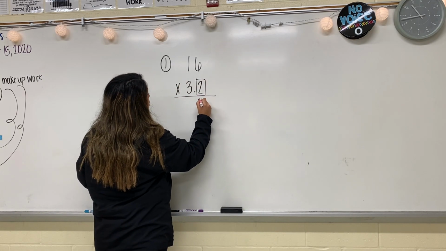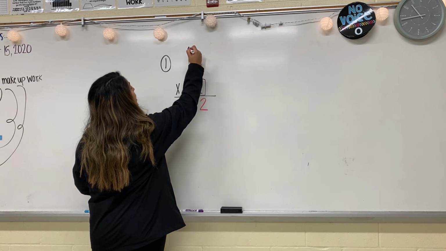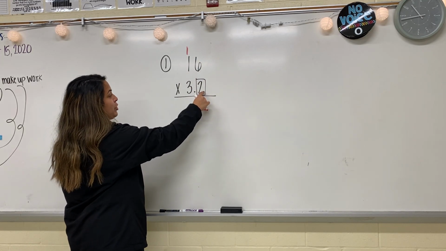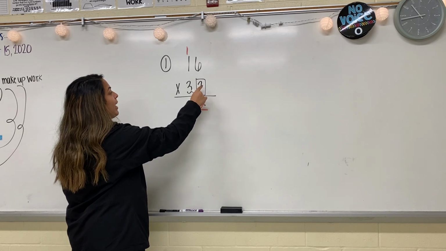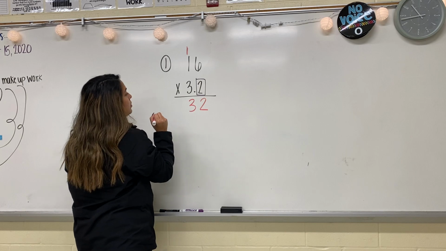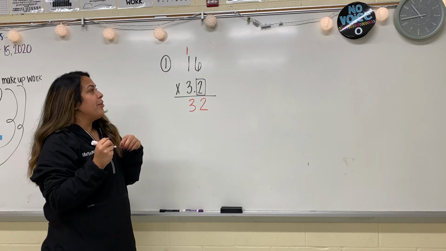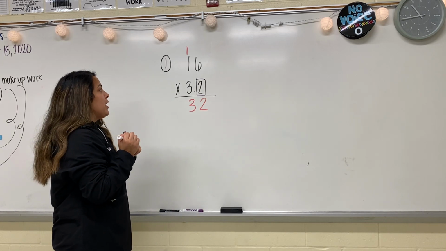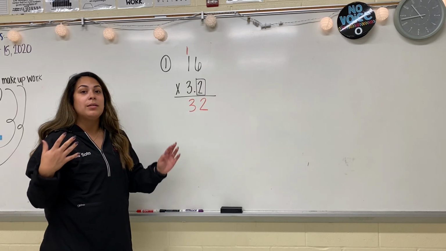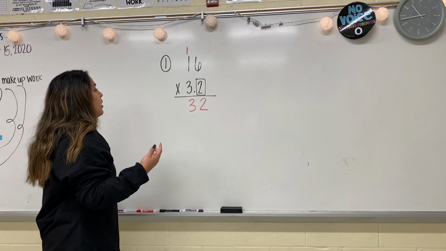6 times 2 is 12. Put my 2. Carry my 1. 1 times 2 is 2. And then 2 plus 1 is 3. I don't have any other numbers that need to be multiplied by 2. So I'm going to move on to my next number.